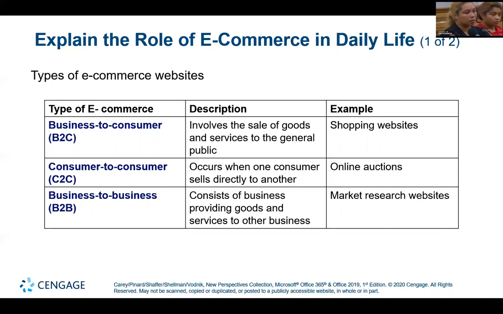Consumer to consumer. These are times where a consumer has gone out and said, hey, I have this particular item and I wish to sell it, and I don't want to put a middleman in the middle of it. So customers look at this item and say, you know what, I could use that lava light. I'm going to buy it from you. Business to consumer, this involves the sale of goods and services to the general public. All right.